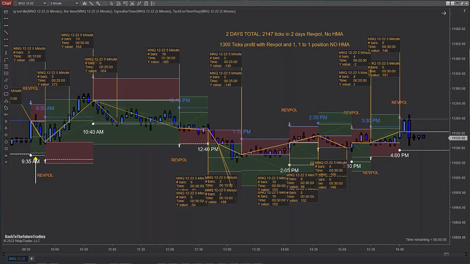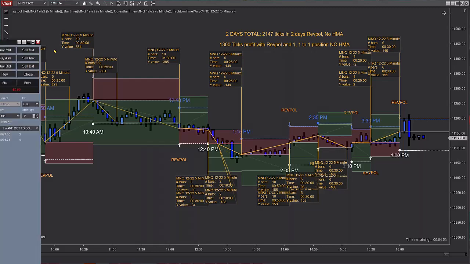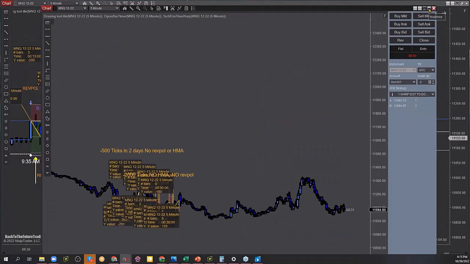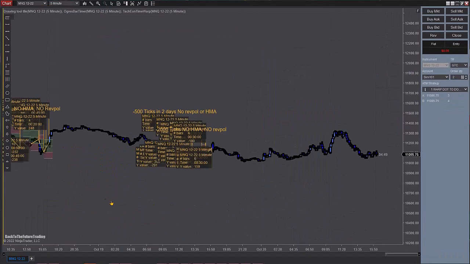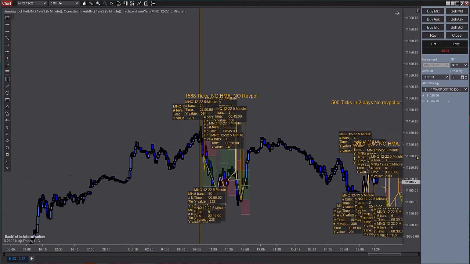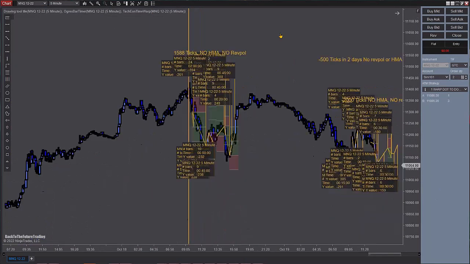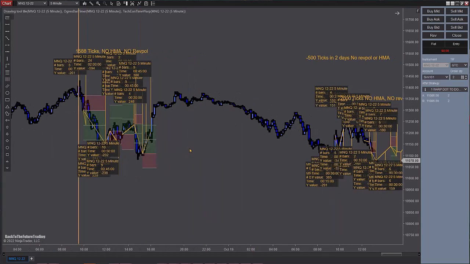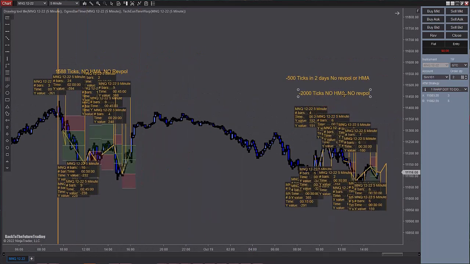Could be here. Oh, here it is. I think this is it. Let me pull it over. No, that's not it. Oh, yes, it is. So it wasn't, oh yeah. Look at this. 500 ticks.